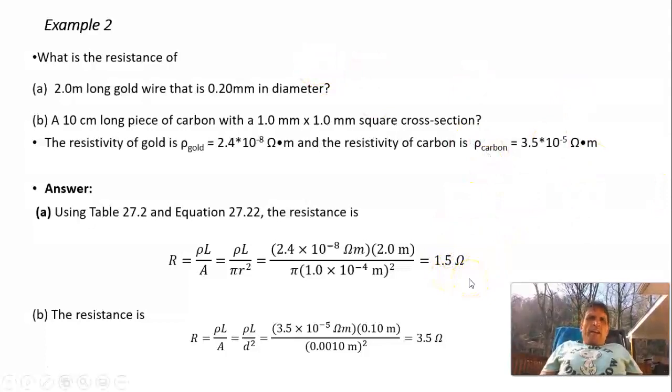Okay. We can do the same thing for carbon, which is what resistors are made out of. Carbon is also what pencil lead is made out of. If you have a 10 centimeter long piece of carbon with a square cross section, 1 millimeter by 1 millimeter, we can plug in the resistivity of carbon, which is much higher than that of gold, and you see that the resistance is 3.5 ohms. So we've just made a 3.5 ohm resistor out of carbon.